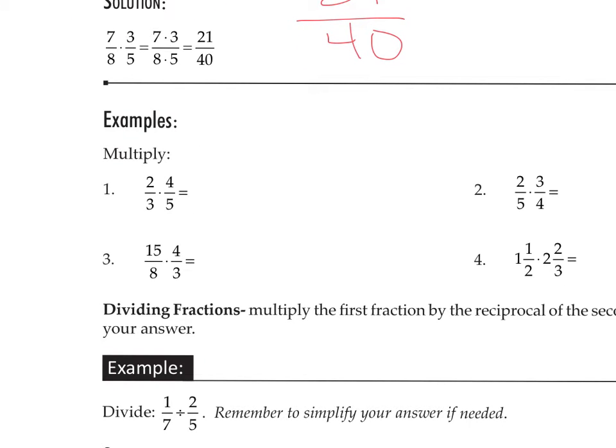So we're going to do these. 2 times 4 is 8. 3 times 5 is 15. 8 and 15 don't have any common factors.